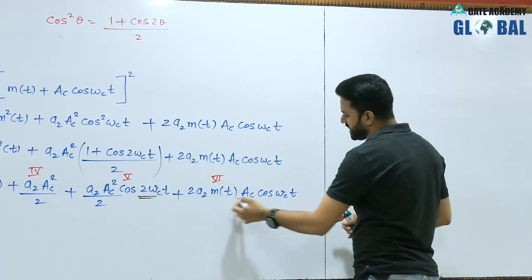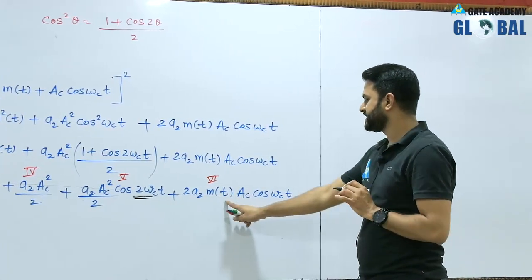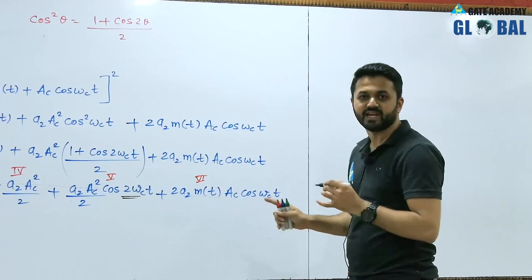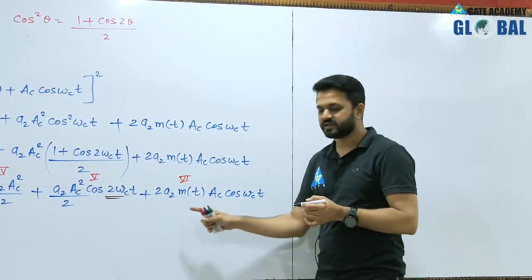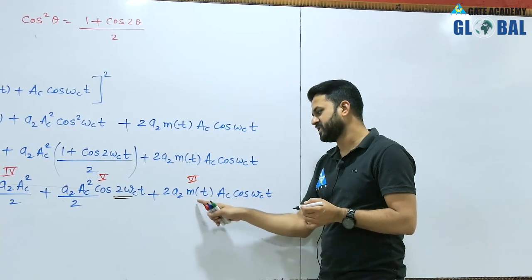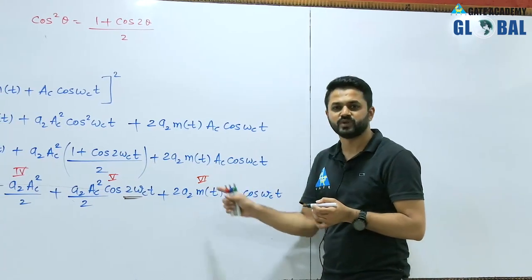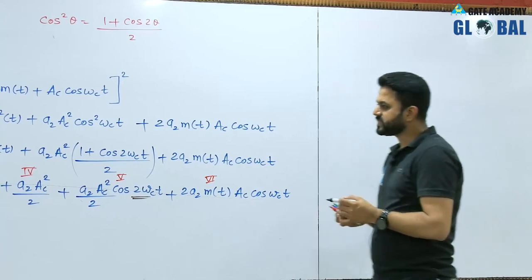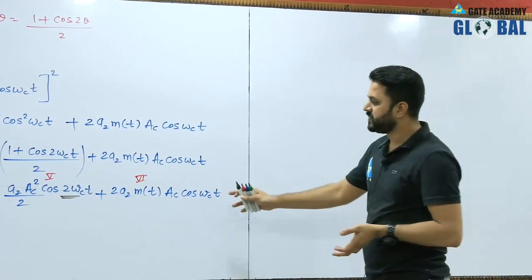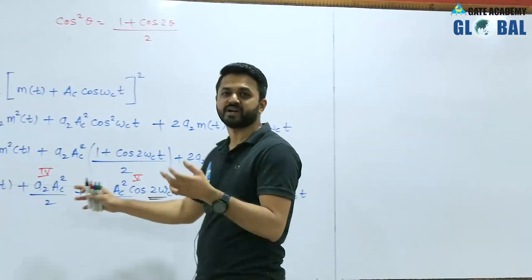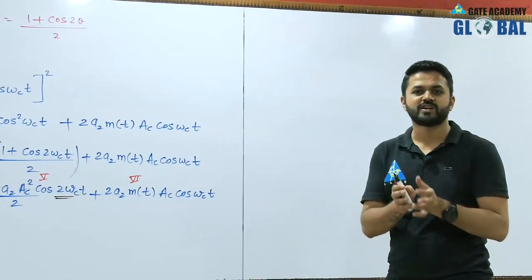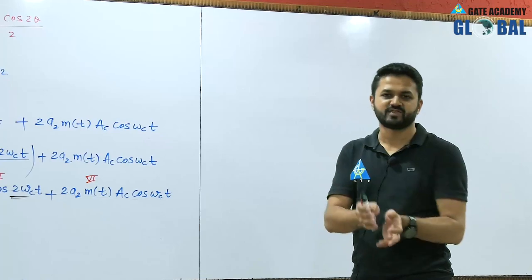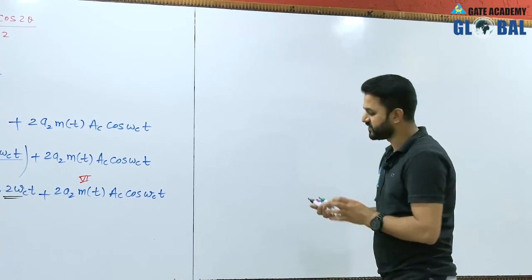And this is mt into cos omega ct, that is, our message signal multiplying with a cosine signal, which gives two sidebands, right? The spectrum of this message signal will be shifted to fc. Now if we draw the spectrum of this particular term, we can easily observe what are the two sidebands and carrier and other frequency terms.